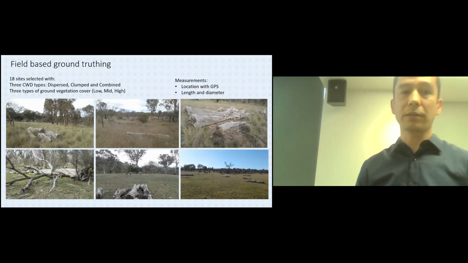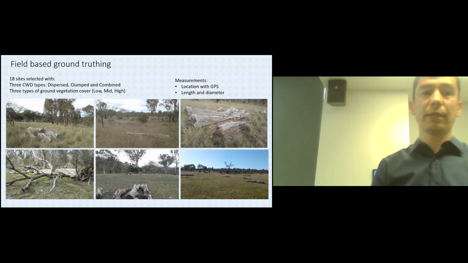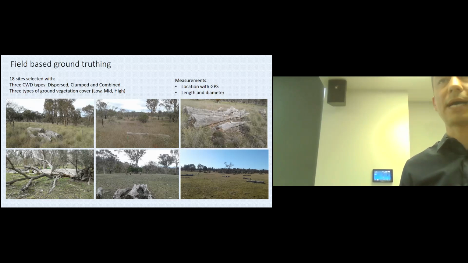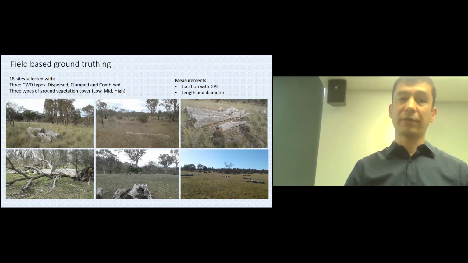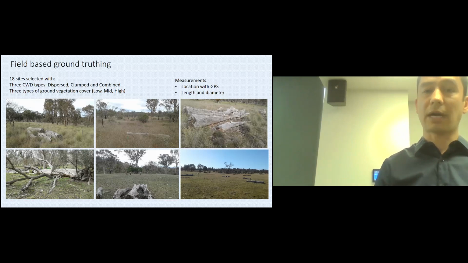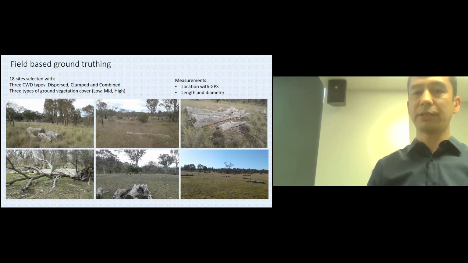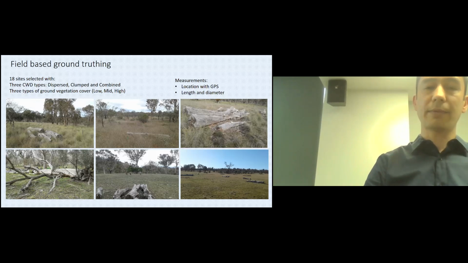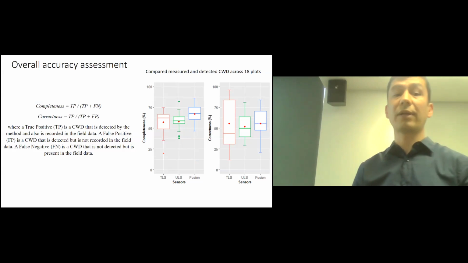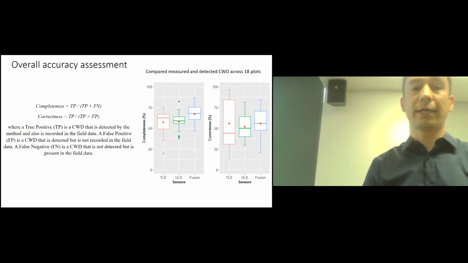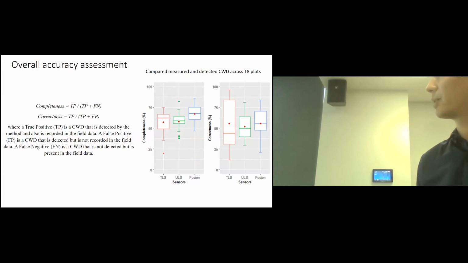For ground truthing, we selected 18 sites, including different types of coarse woody debris and different types of ground vegetation cover. And we measured locations, length, and diameter. For overall accuracy, we calculated completeness and correctness accuracy.